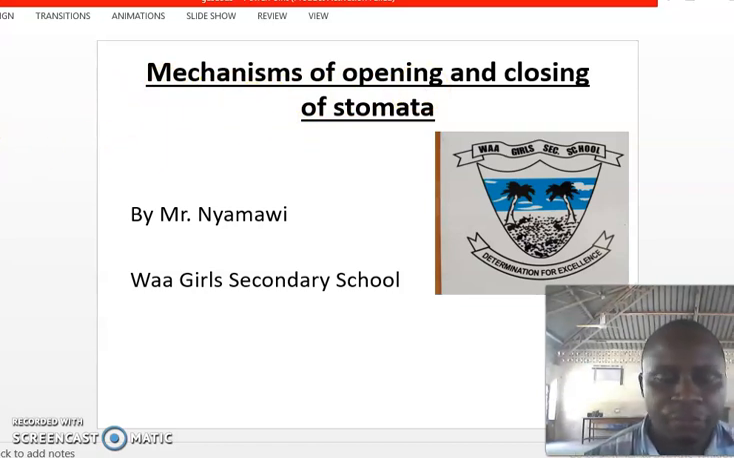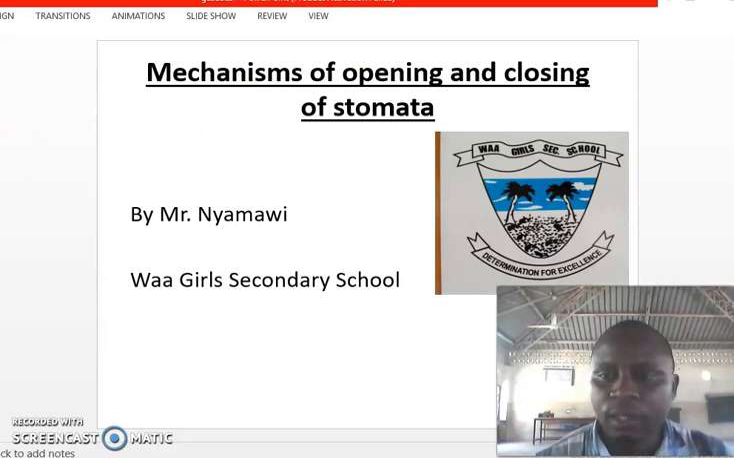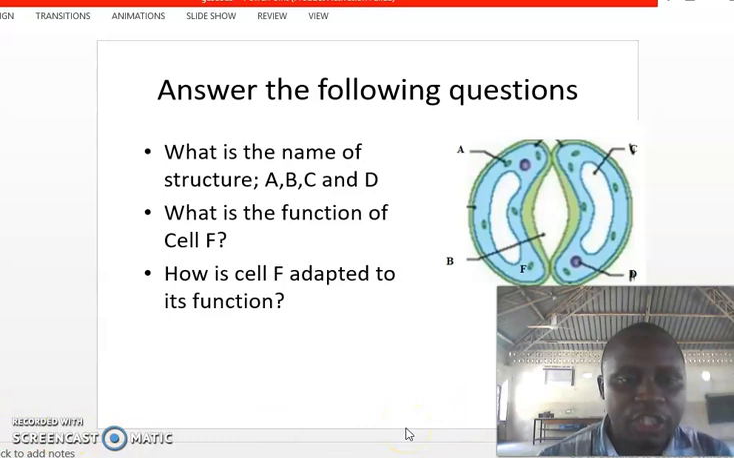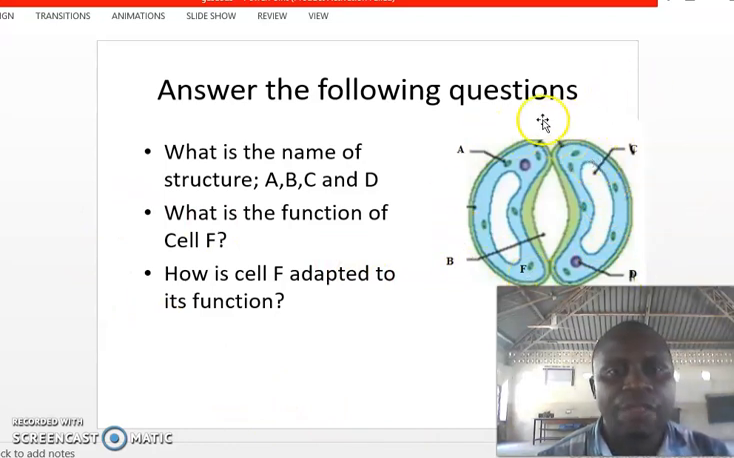Now, before we go to the business today, I think it's imperative we do a recap of what we discussed during our last session. To ensure that we understand and that there is continuity, I want us to attempt the following questions. You have to study this diagram here, and we attempt the first three questions alongside. The first question is, what is the name of the structure labeled A?